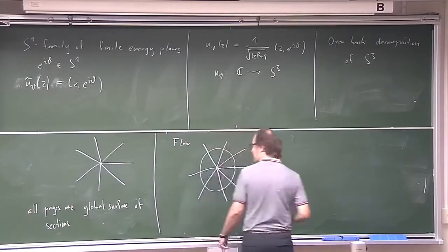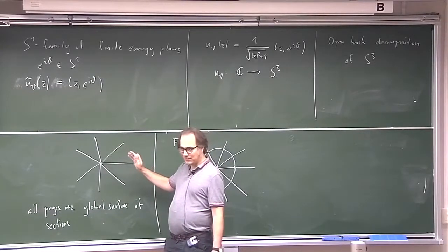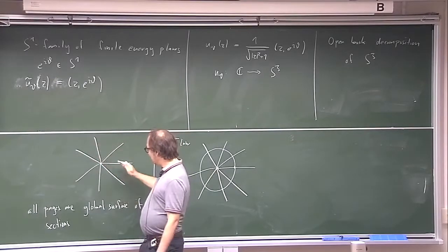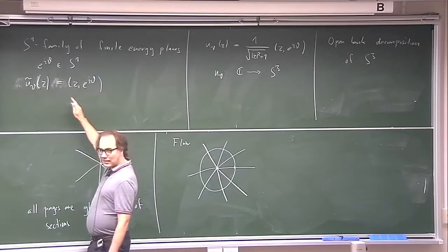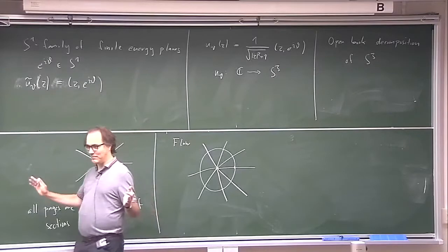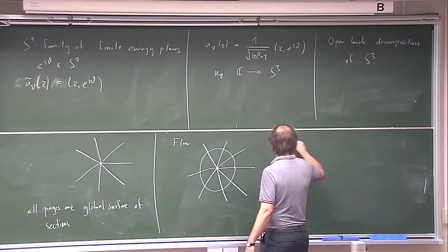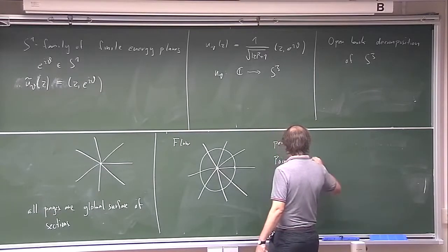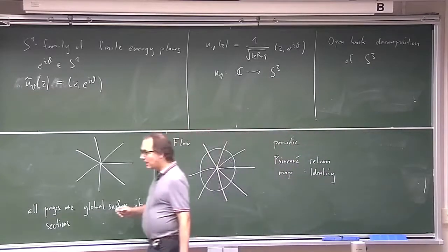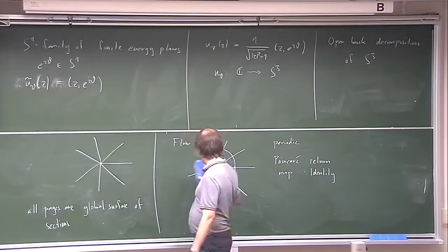The flow here is very easy. This picture is quite a general picture, one that one tries to get in many different cases. In more complicated cases, we can't write things down as here, but we get such an S1 family of finite energy planes which give an open book decomposition, so that all pages are global surfaces of section. This will be a general theme we will see in many more cases. The flow here is very special: it is just periodic, and the Poincaré return map is just the identity. But we try to use these finite energy planes to get these pictures with a more interesting flow.